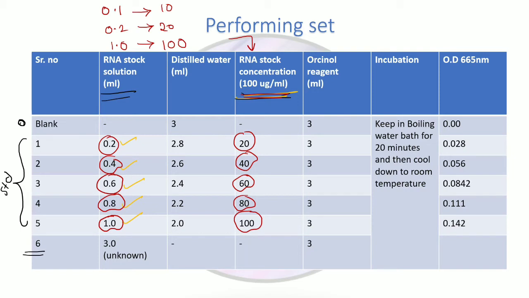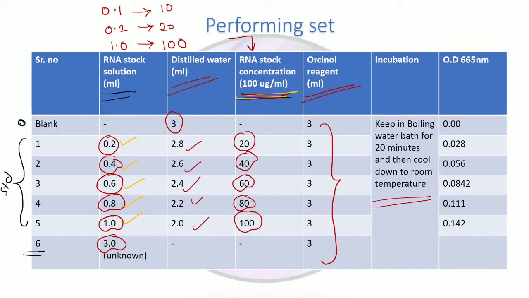The sixth tube contains your unknown sample, in which you will have to take 3 ml of your unknown sample. In the other tubes we are also going to make up the volume up to 3 ml using distilled water. For this purpose you will have to add 3 ml of distilled water in the blank test tube, then 2.8, 2.6, 2.4, 2.2, 2.0. Then finally you will have to add 3 ml of the orcinol reagent in each test tube: in the unknown test tube, in the blank test tube, as well as the standard test tubes.